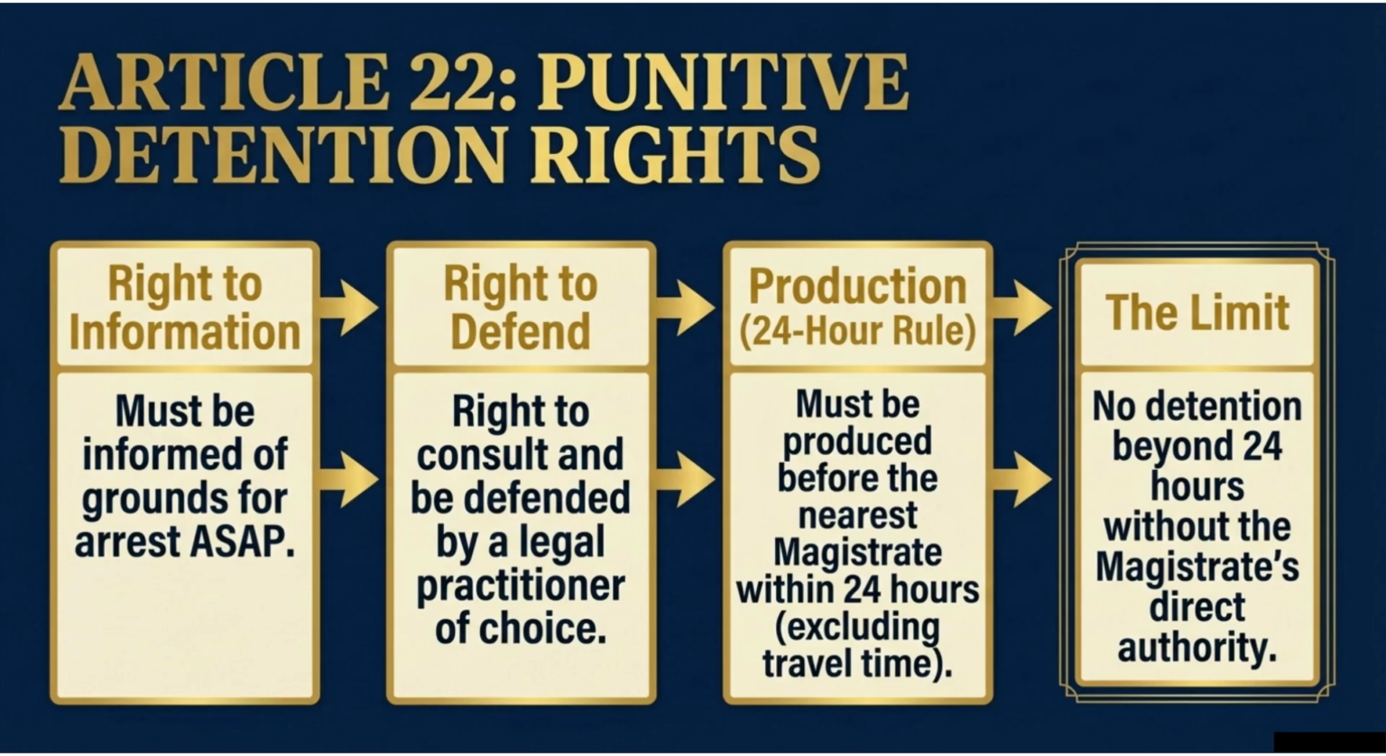First, they must be informed of the grounds of their arrest as soon as possible. Second, they have the right to consult and be defended by a legal practitioner of their choice. Third, they must be produced before the nearest magistrate within 24 hours of arrest, excluding the time needed for travel. And fourth, they cannot be detained beyond that 24-hour period without the direct authority of the magistrate. These 4 protections together form the backbone of an arrested person's rights in ordinary criminal law.